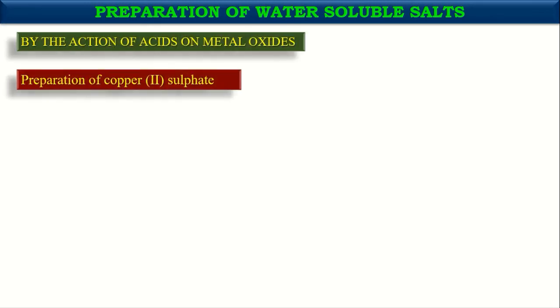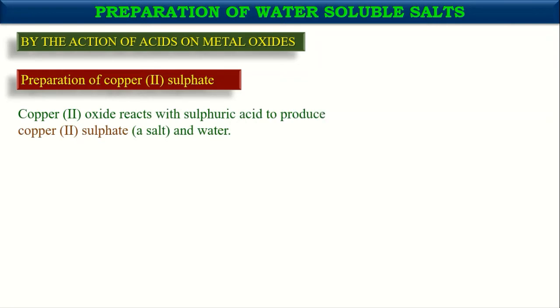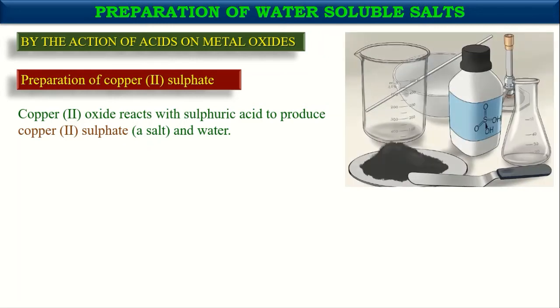By the action of acid on metal oxide, for example, we can take the example of preparation of copper 2 sulfate. So here we are taking the preparation of copper 2 sulfate as an example of this method. Copper 2 oxide reacts with sulfuric acid to produce copper 2 sulfate and water.